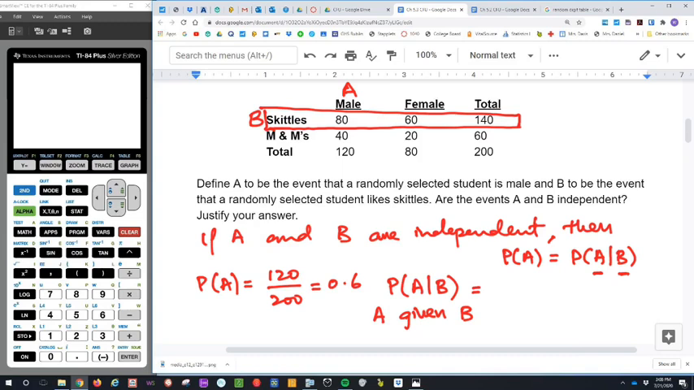So we highlight, or draw a box around, B. B is the event that the student chosen likes Skittles, so this is the whole entire horizontal row. Of this row, how many of those numbers represent male? It's the 80. And in total, how many students like Skittles? 140. So the probability of event A given B is 80 divided by 140, which is about 0.5714.